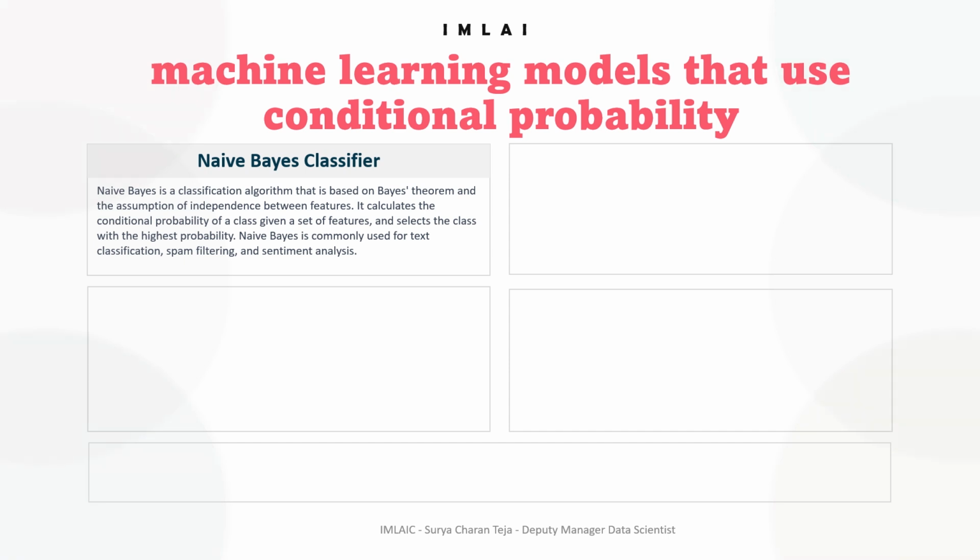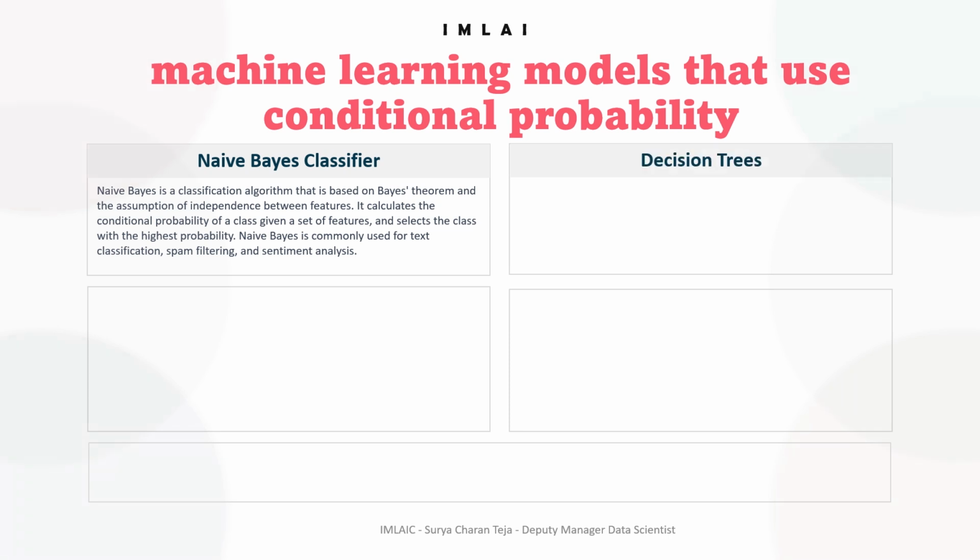So how the Naive Bayes classifier works is it calculates the conditional probability of a class. Let's take it as probability of class, vertical bar, a set of features. Whichever class has the highest probability with the respective features will be classified. Naive Bayes is commonly used for text classification, spam filtering, and sentiment analysis.